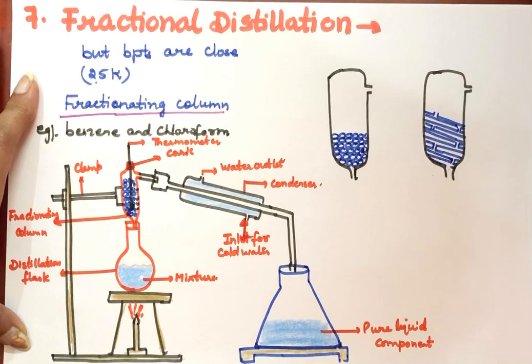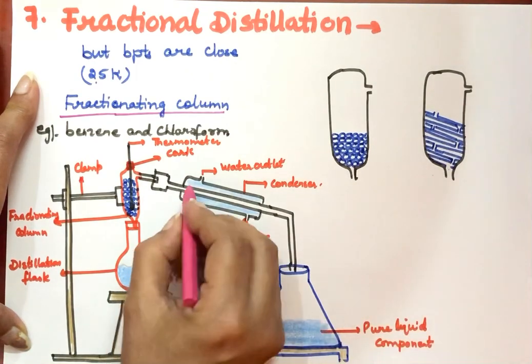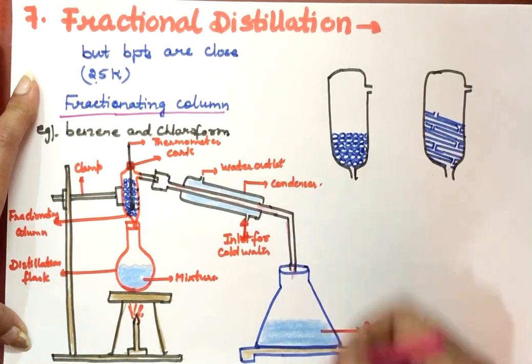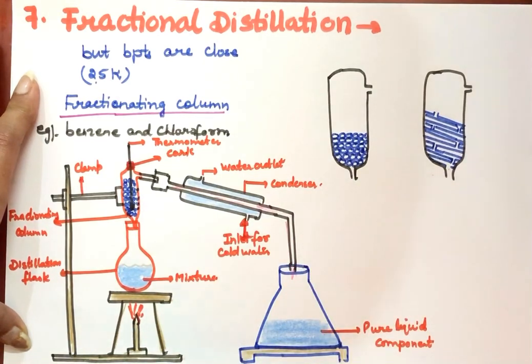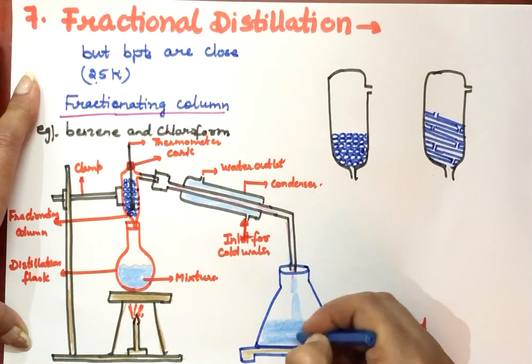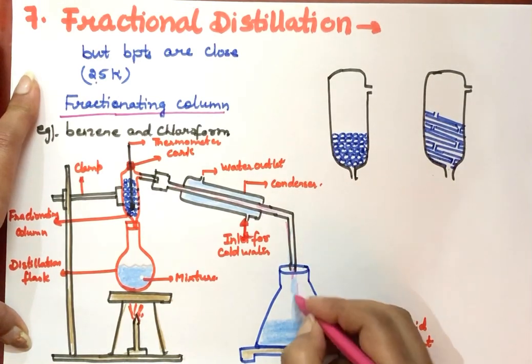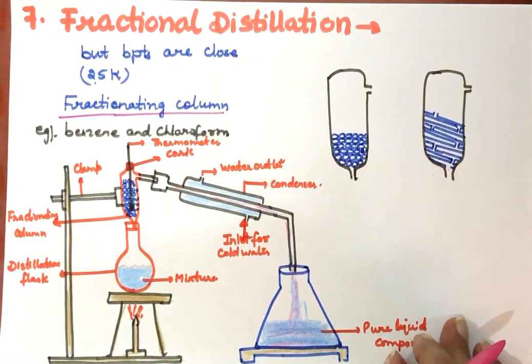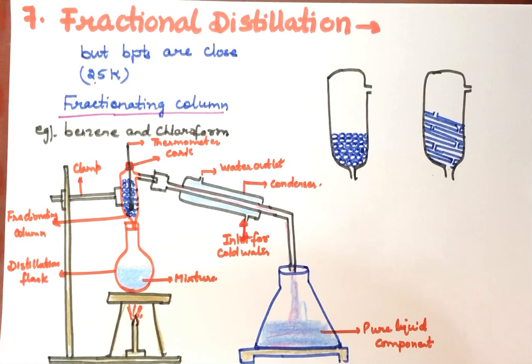In this flask also, what we'll have is vapors of a liquid, and these vapors will condense. They will come into this and mix into this. So this is the apparatus that we use for fractional distillation. Now, the procedure: how does this work?